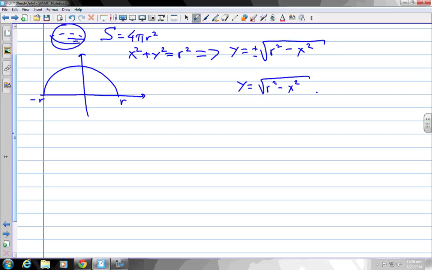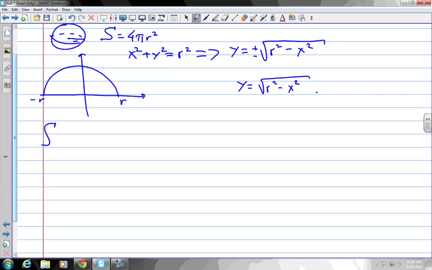What? Length of... No, the length from negative r to r is just, the arc length, yes. It will be part of the formula. But yeah.